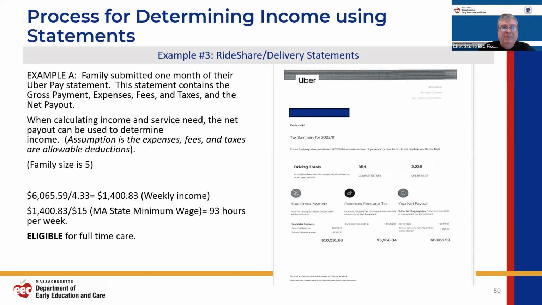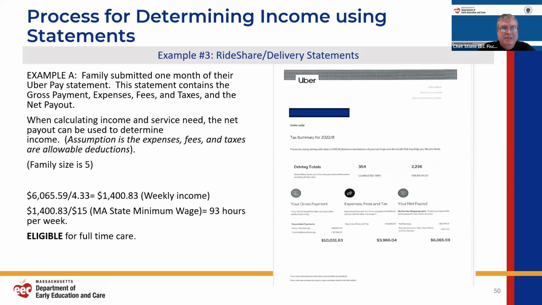Okay, here's a big one. This is the process for determining income using everybody seen. Well, I shouldn't say everybody, but this is the Uber statements, the Lyft statements, the DoorDash statements, things like that. So we'll walk through this now.